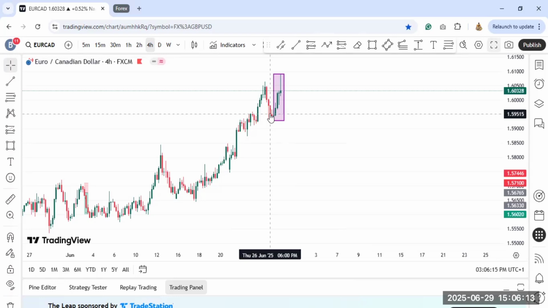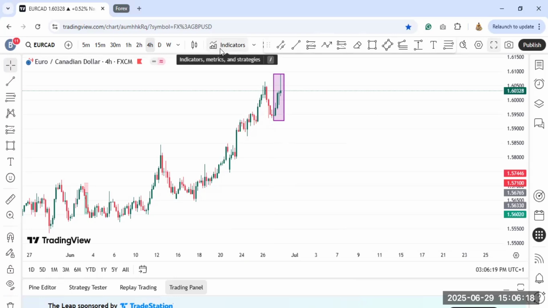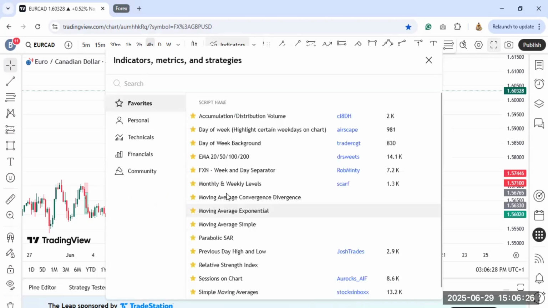So the 20 refers to the period. I will show you that. Go to your indicators over here. If you don't know this website, it's just tradingview.com for beginners. Okay, so go to the indicators, click on it, and you can type moving average exponential because EMA is exponential moving average. So moving average exponential, click on it.